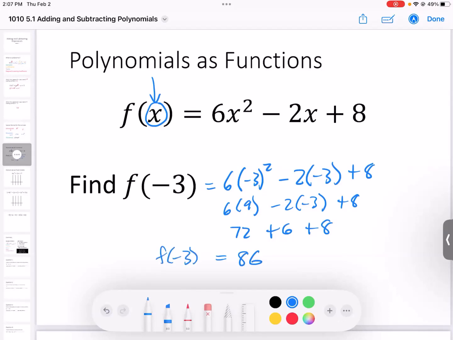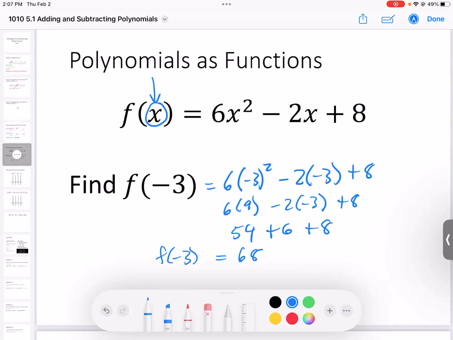Oh, it is. Yes. Thank you for catching that. 6 times 9 is 54. That would give us 68 then, right? When we add them together. Thank you for catching that mistake.